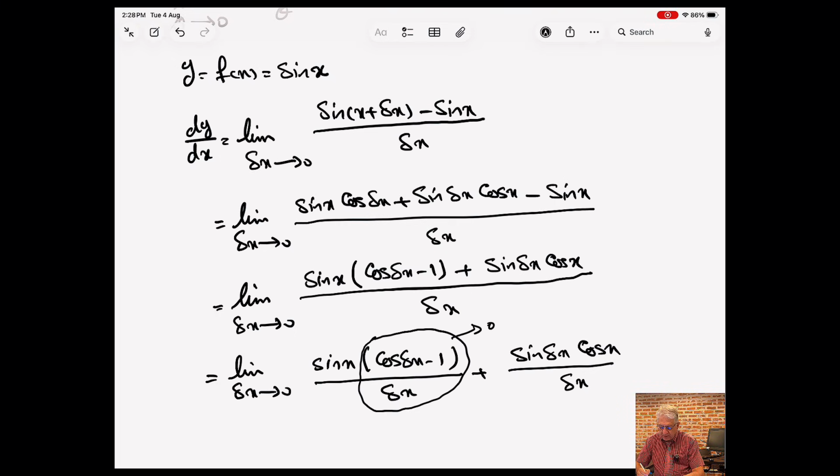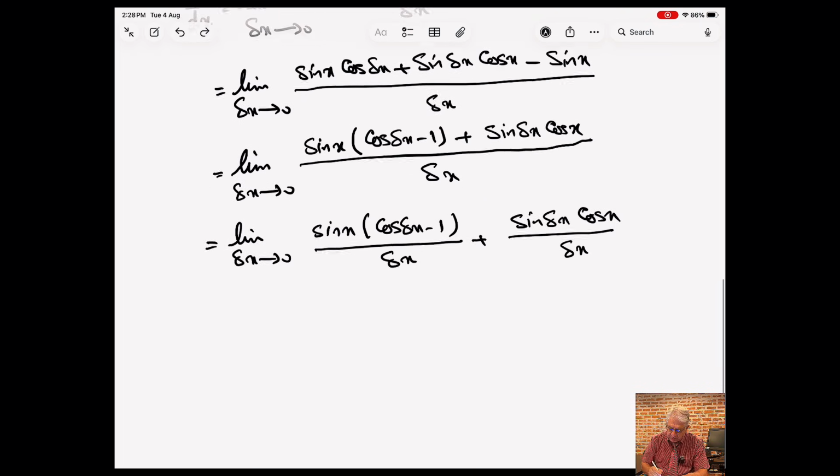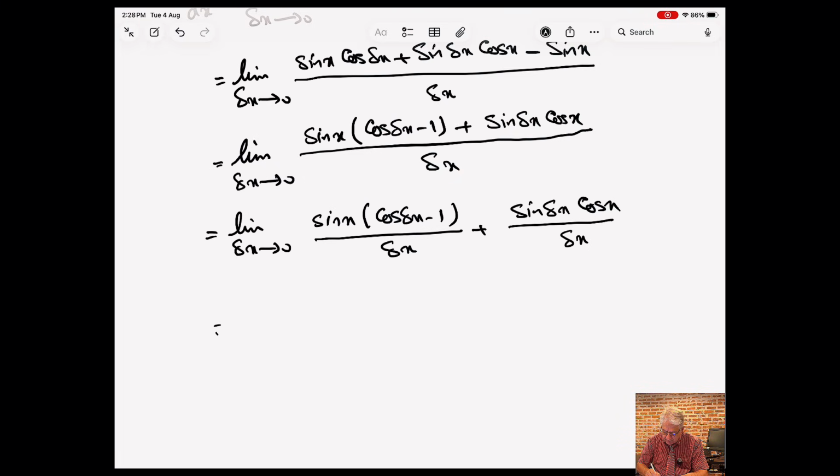We have proved this one. Therefore this part will be 0 times sine x, which is equal to sine x times 0. And for this part, we have already proved that sine of an angle divided by the angle, when the angle goes to 0, is 1. Therefore this is 1. Therefore that is plus 1 times cos x, which is equal to cos x.